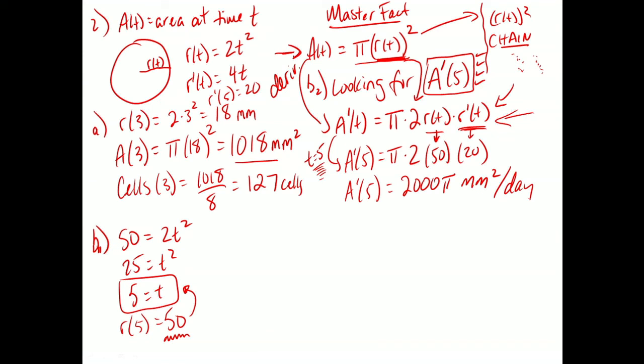Okay, so the rate at which the colony is growing at time 5, or in other words, when the radius reaches 50, is that it's growing at a rate of 2,000 pi square millimeters of space per day. So that's how much space is being added per day to the colony. Okay?